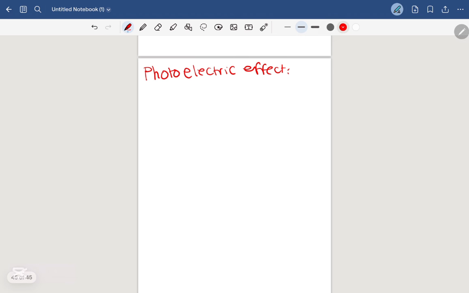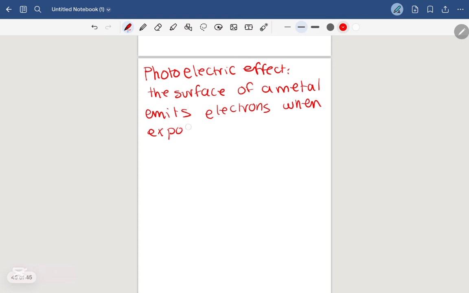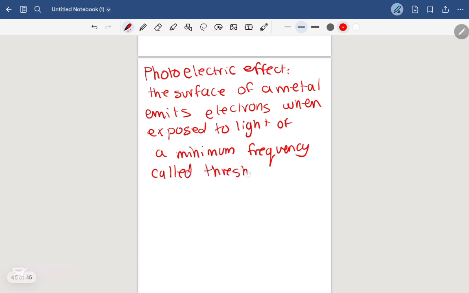So before we continue, let's write what we stated. We stated that the surface of a metal emits or shoots electrons when it is exposed to light of a minimum frequency called the threshold frequency.